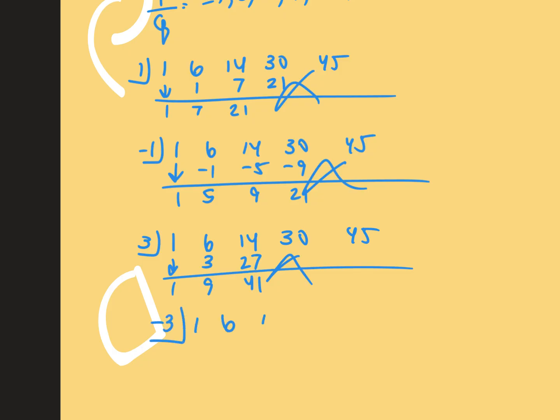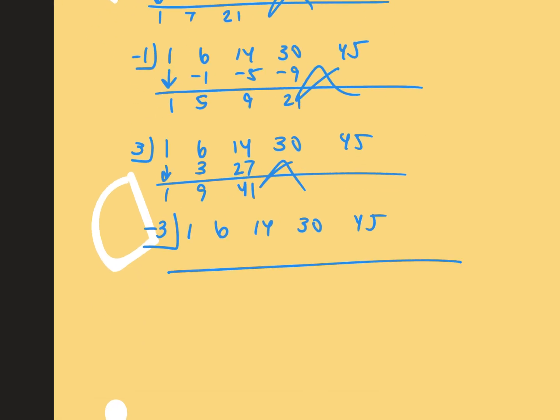1, 6, 14, 30, 45. Bring down your 1. 1 times negative 3. 6 and negative 3, 3. 3 times negative 3, negative 9. 14 plus the negative 9, 5. 5 times negative 3, negative 15. 30 and negative 15, 15. What's 15 times negative 3? Negative 45. That gives me a remainder of 0.